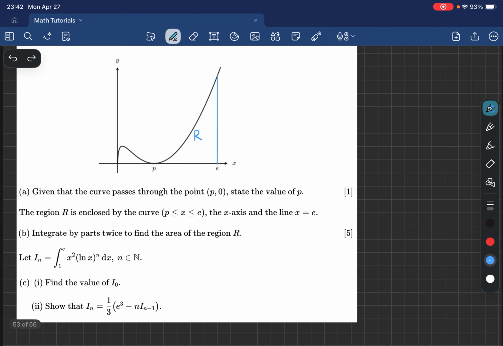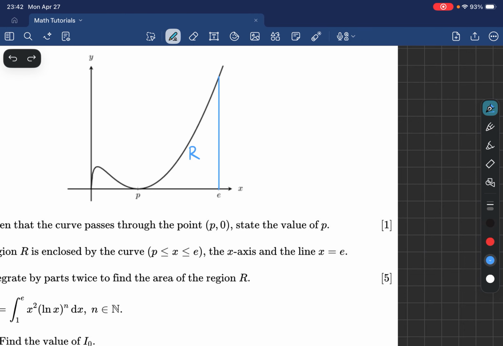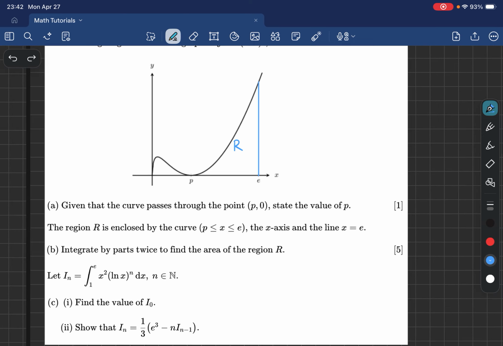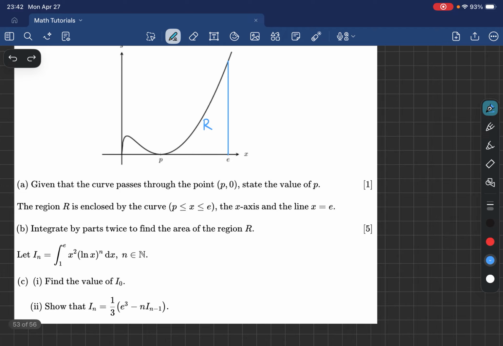So now we have a region R enclosed by the curve, from P to E, so that's from 1 to E, and the x-axis and the line x equals E. So here is x equals E, I just drew this line. So R is this kind of triangular region enclosed, and we want to find the area of this region, and the question kindly told us to integrate by parts twice.